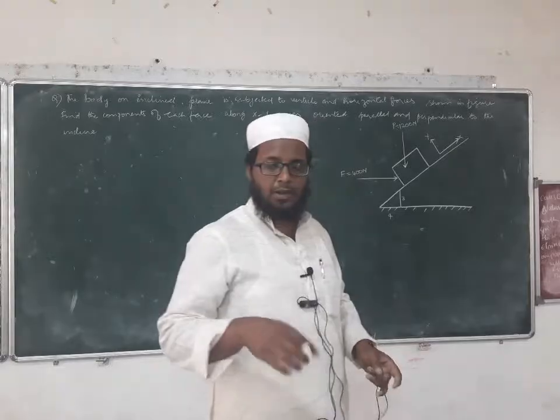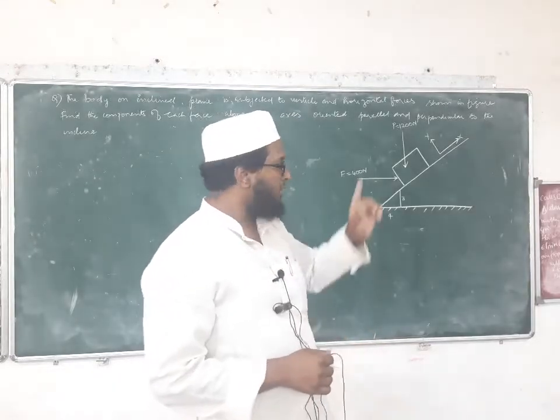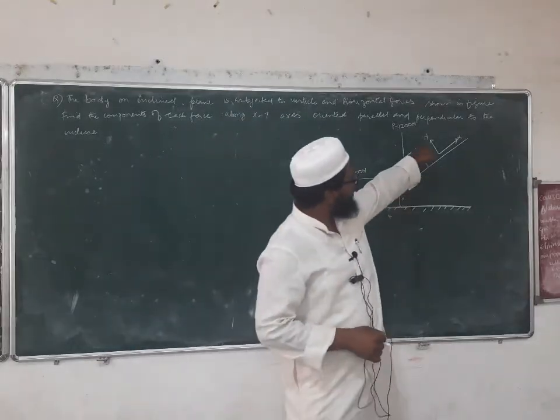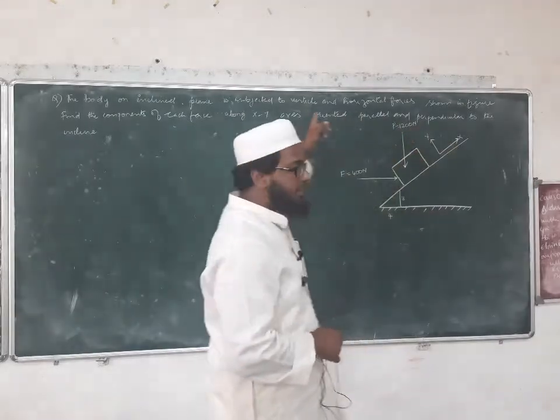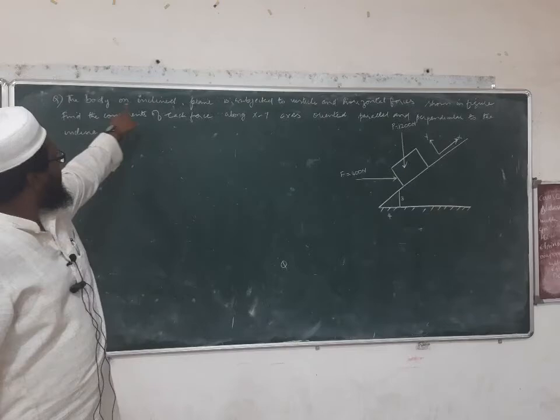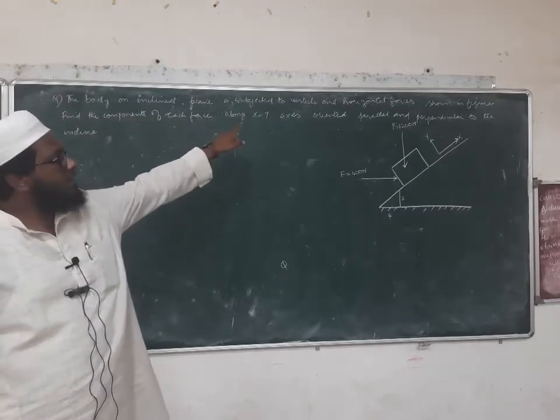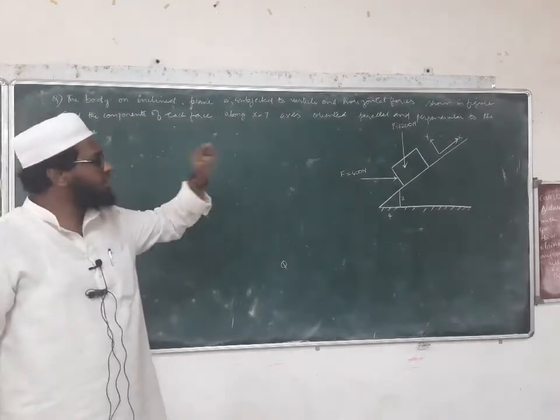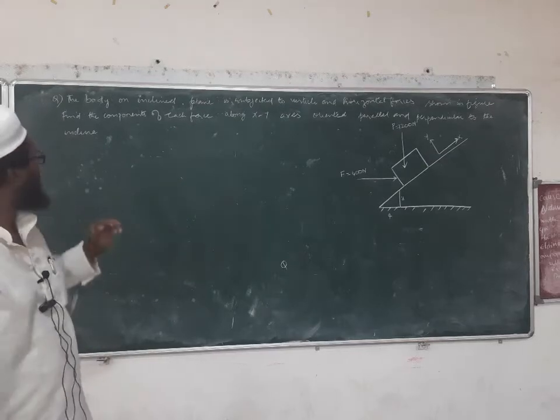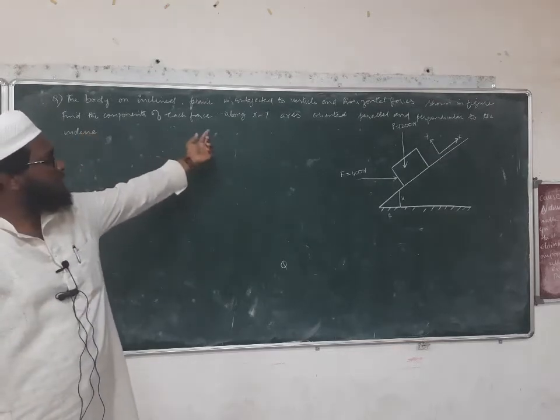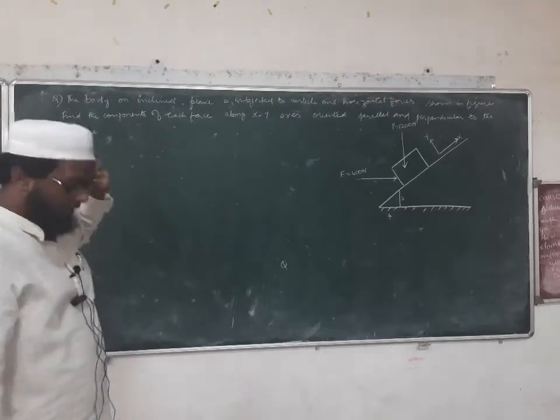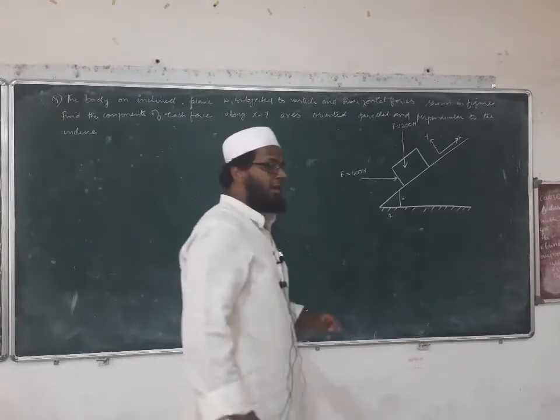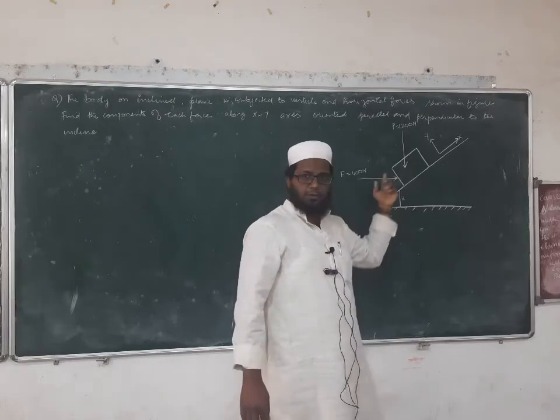It is very simple. You have to concentrate very carefully, and if you see the figure very carefully, they have drawn the xy axis in this fashion. If you read the question, the body on an inclined plane is subjected to vertical and horizontal forces shown in the figure. Find the components of each force along x and y axis oriented parallel and perpendicular to the incline. So that means we have to calculate the components of these two forces.